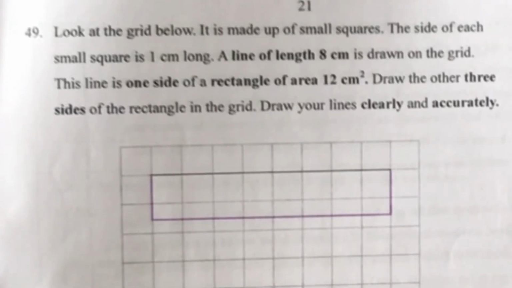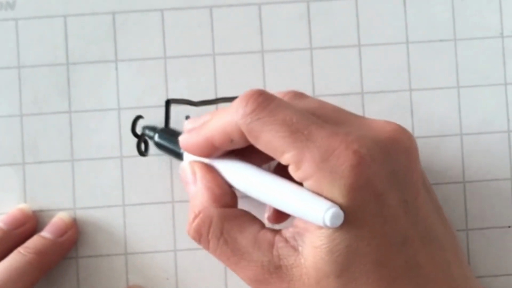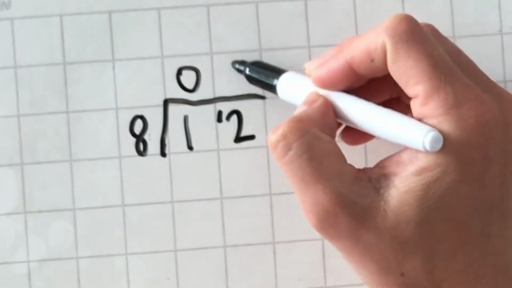49. The area of a rectangle is 12. The length of one side is 8. Okay, so what you had to work out is 8 times what gives you 12. So what you do is divide 12 by 8. Okay, and that'll give you the length of one side. So 1 divided by 8 you can't do. 12 divided by 8 is 1.